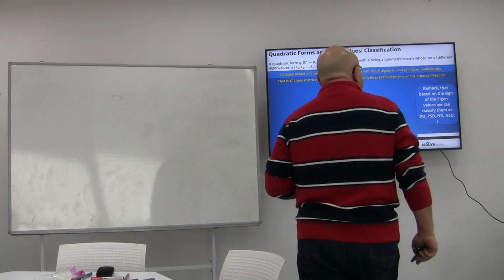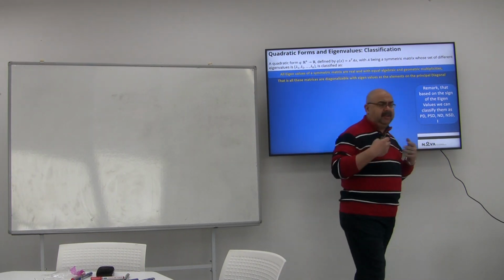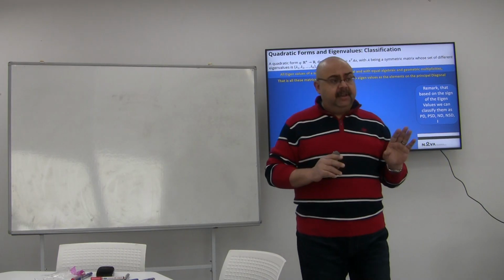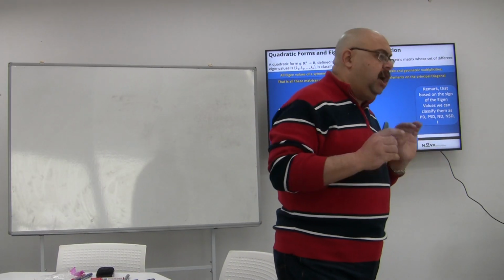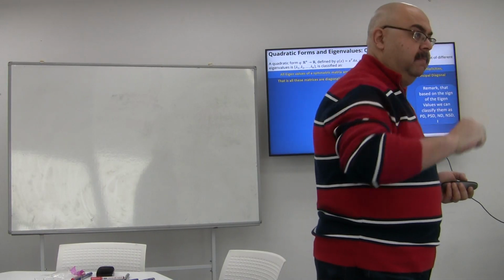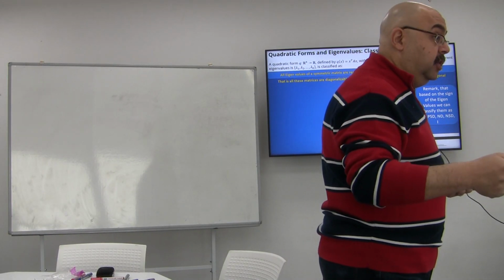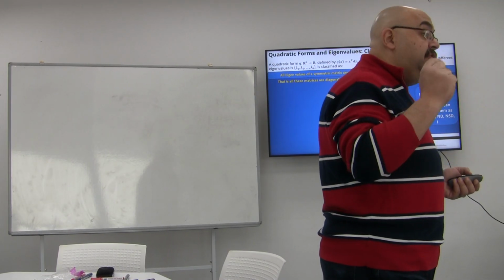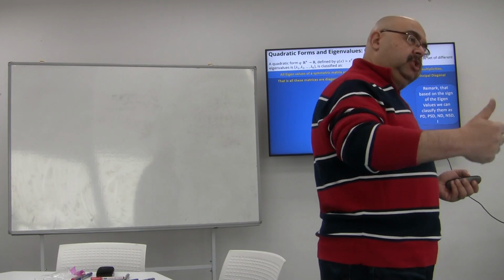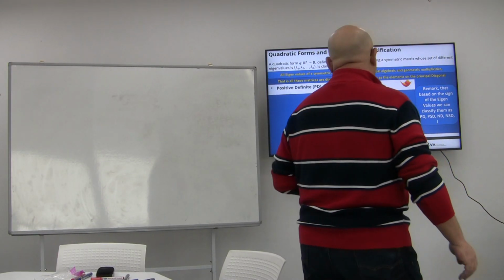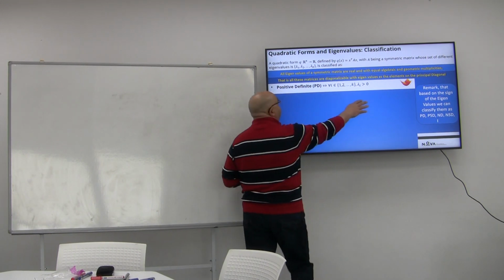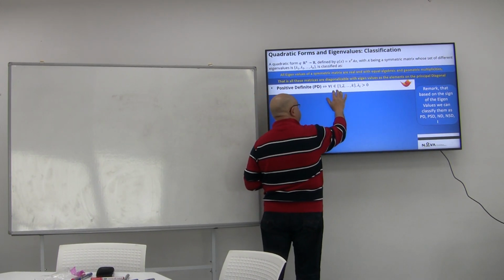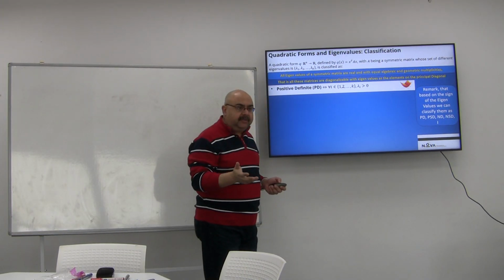Remark that based on the sign of the eigenvalues, assuming that we already succeeded in evaluating them, we will go through how to evaluate eigenvalues. You will remember them. It's very, very simple. But regardless of how to evaluate them at the time being, depending on the sign of these eigenvalues, we can determine the classification of this quadratic function, if it is positive definite, semi-definite, and so on. So first of all, if all the eigenvalues are positive, you will have a positive definite quadratic form.